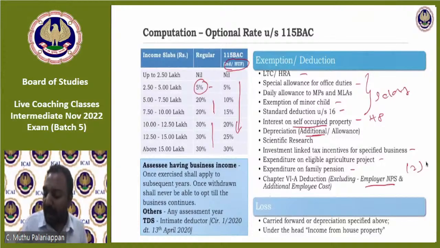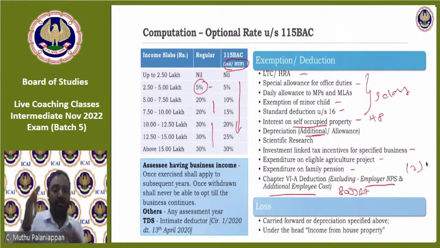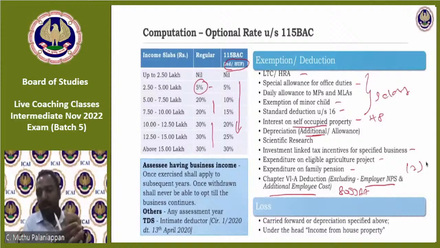And similarly, additional employee cost under 80JJAA. So this is also allowed as a deduction under Chapter 6A. So what is allowed? Only two. That is your employer NPS and your additional employee cost under section 80JJAA. So these are the eligible things, and the others are not eligible. We have discussed both. So these are all not eligible for exemption or deduction.